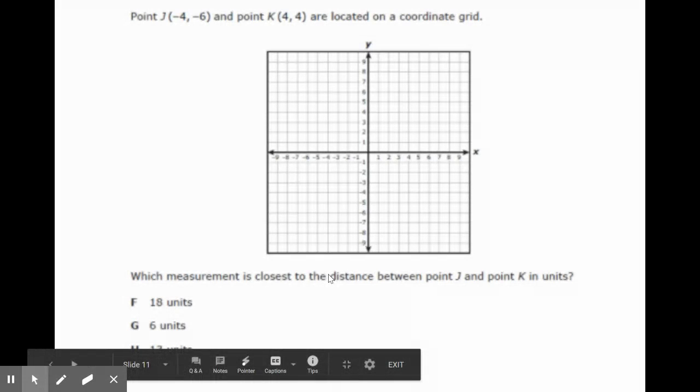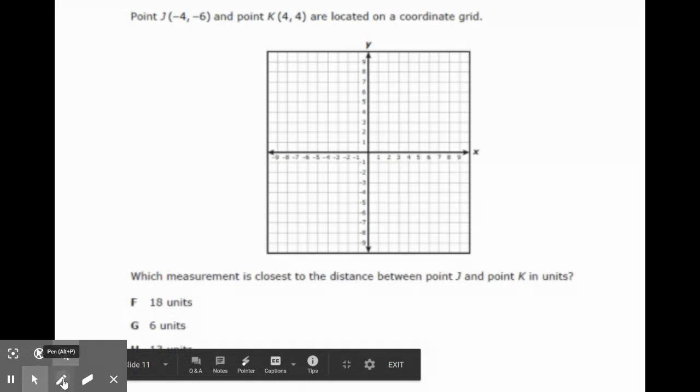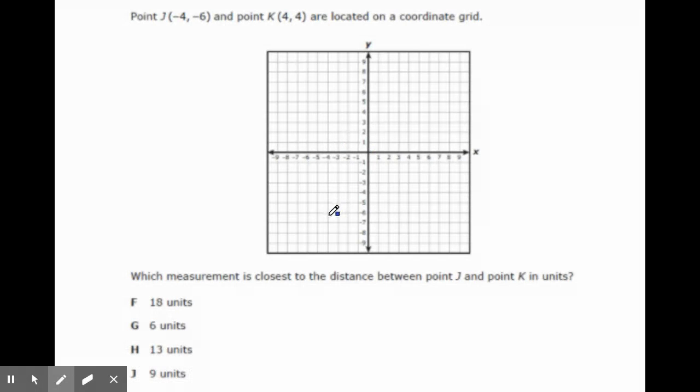All right, so our unit is just one of our boxes on the graph. So the first thing we're going to do is plot these ordered pairs. So we have point J located where x is -4 and y is -6. So let's put a point there. And then K is located where x is 4 and y is 4.